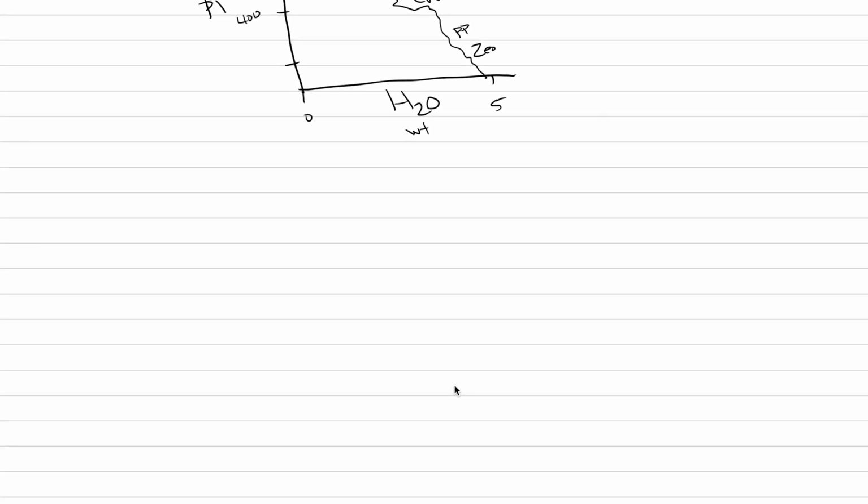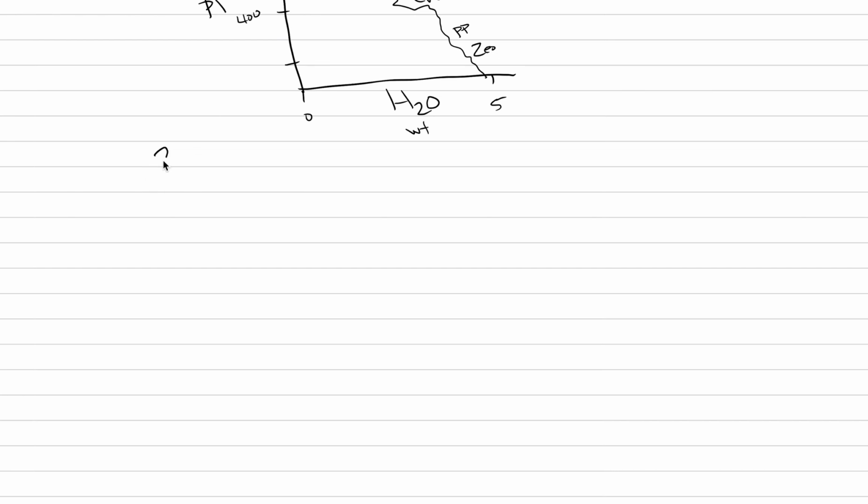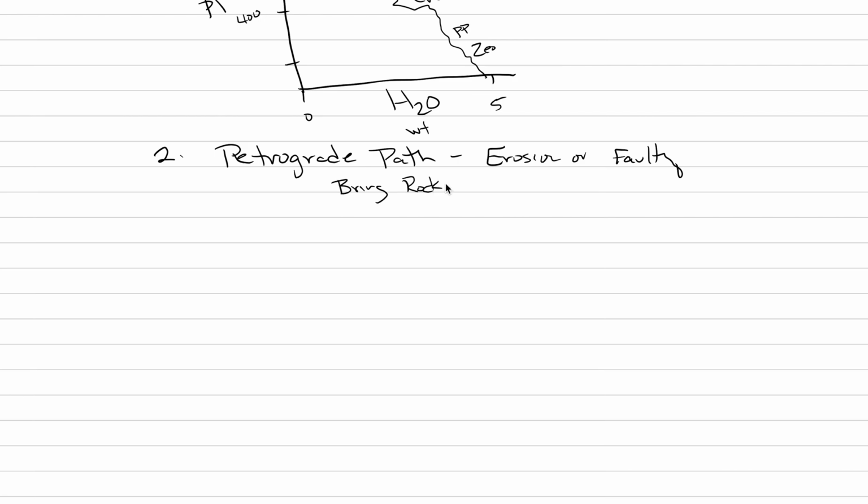Now let's talk about the retrograde path briefly. So number 2 here is our retrograde path. Here we have erosion or faulting bring rocks back to surface. That means we are decreasing pressure and temperature. But it's kind of interesting how those two things lag along with one another.